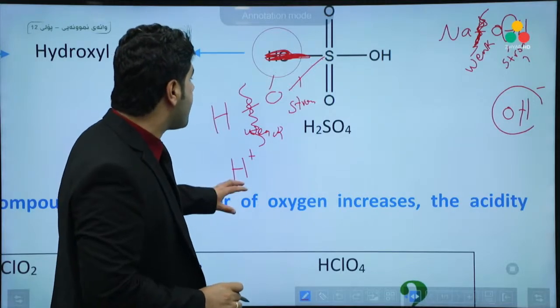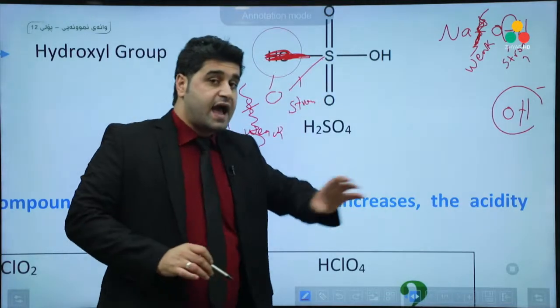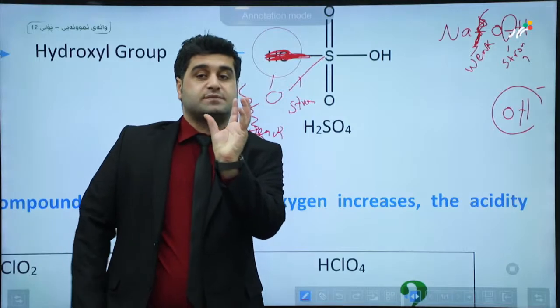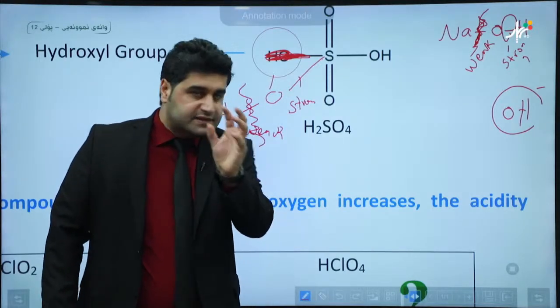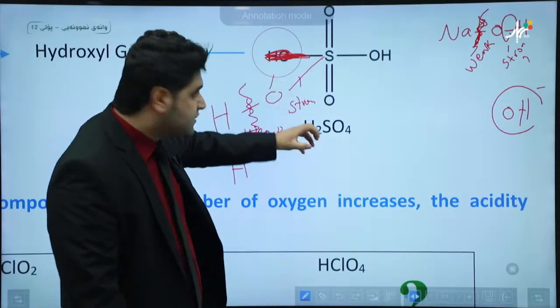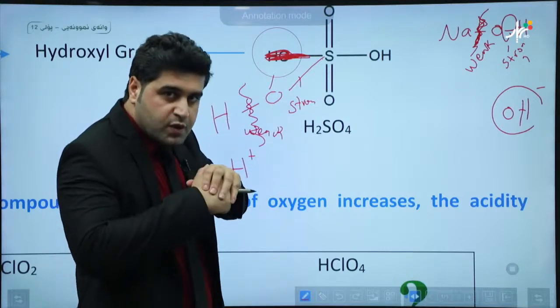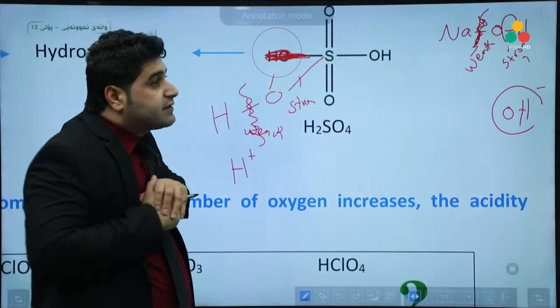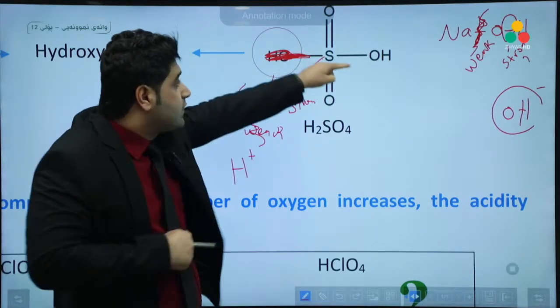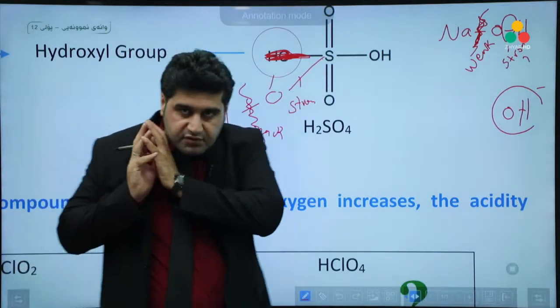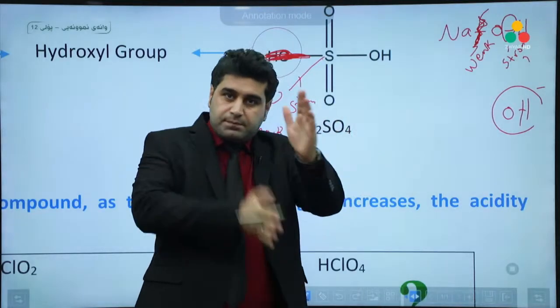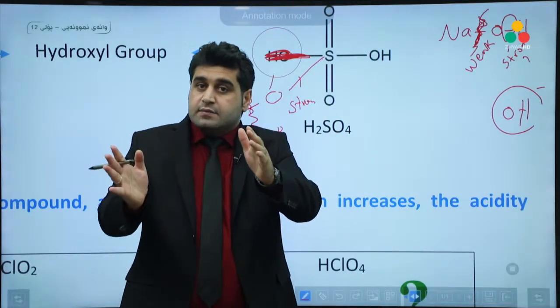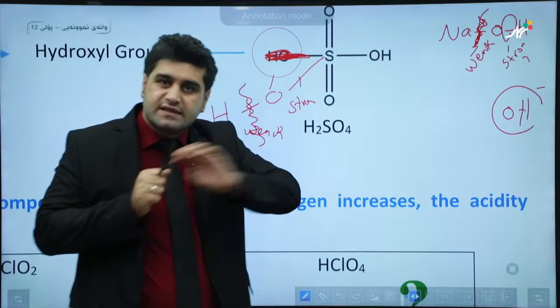Why? Because the bond between oxygen and the central atom, which is mainly a non-metal, is so strong. That's why the oxygen stays with the acid, so the only thing that can be released is H plus. But for the base, no, OH can be released completely because the bond between O and metal is so weak, so it can break.